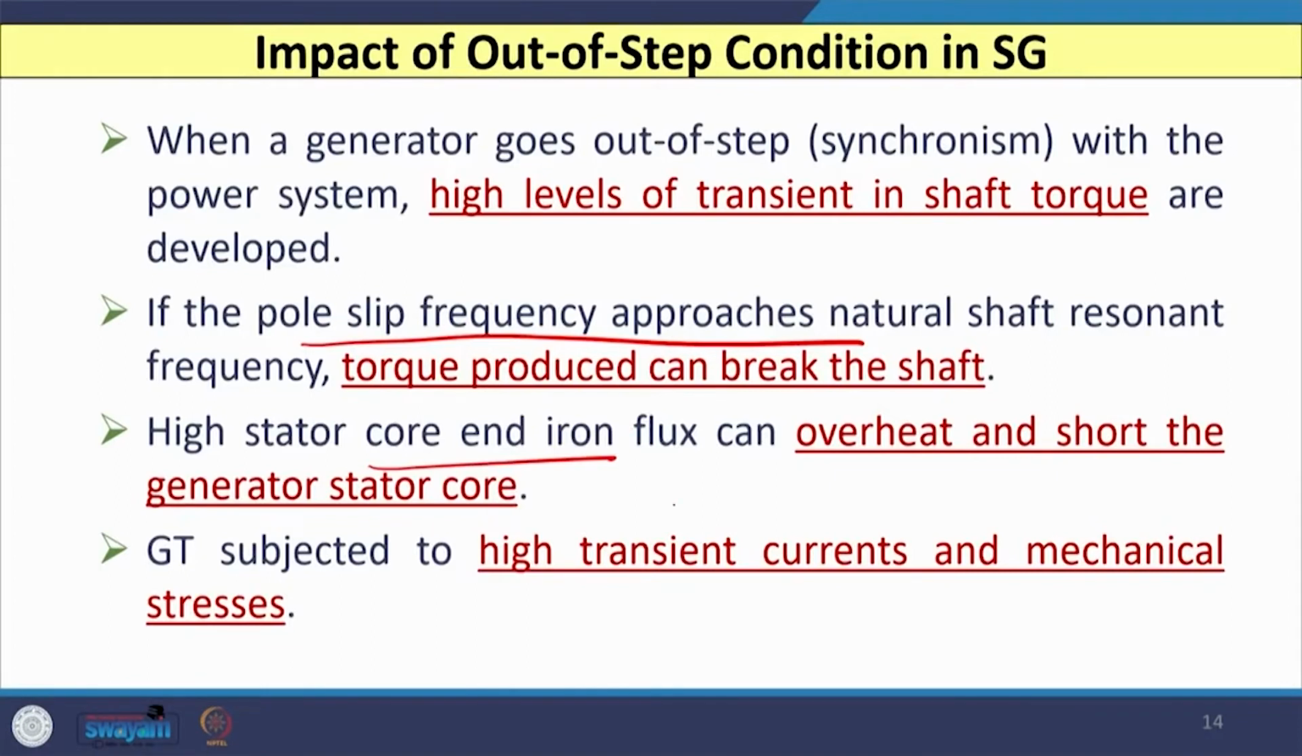Sometimes high stator core and iron flux can overheat and even short the generator stator core in the worst case. This type of effect is also subjected on the adjacent device, that is the generator transformer, and this generator transformer is going to observe the mechanical stresses. So, we need to detect the out of step condition when it occurs on the synchronous generator.